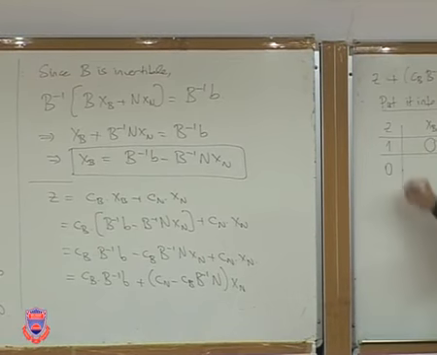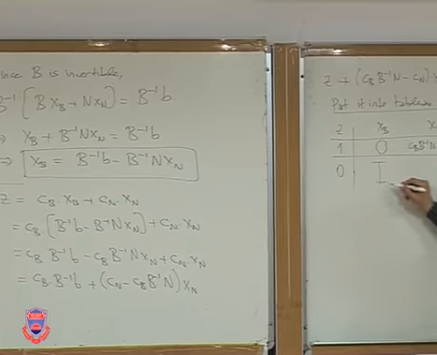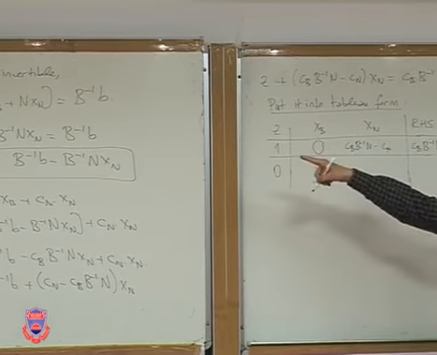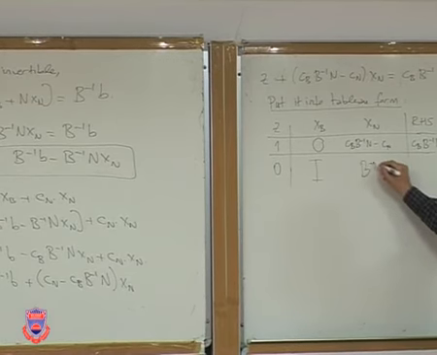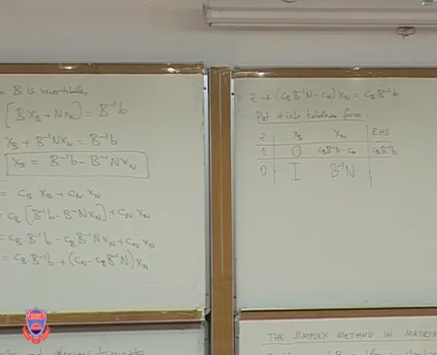So the coefficients of z is equal to 0. Underneath xp, I just have the identity matrix, right? So I times xp plus b inverse times xn. Underneath xn, I have b inverse times n. Okay. I is the identity matrix.